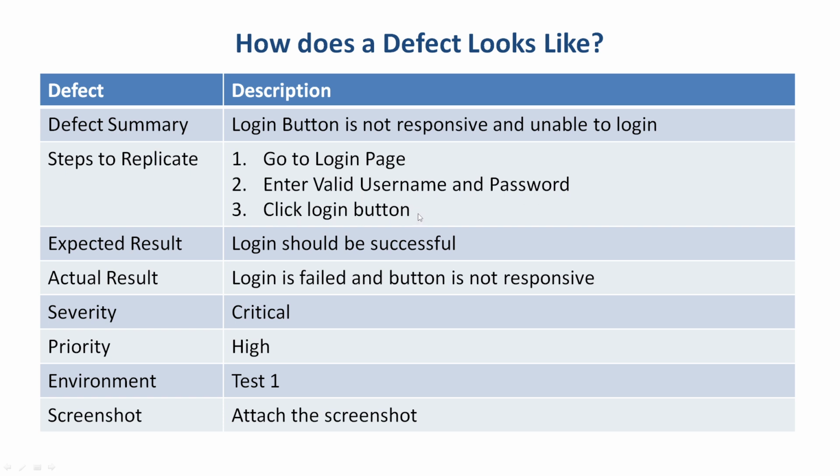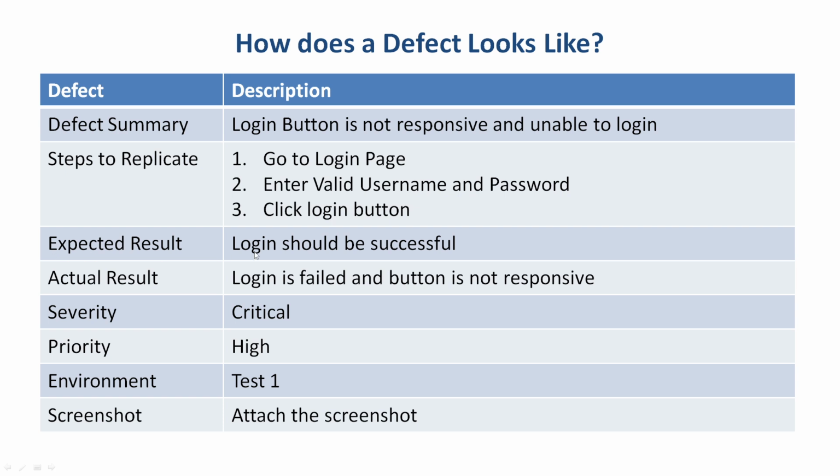In this scenario it is very simple, just 3 steps, but for a complicated scenario it will be like 7, 8, 10, 12 steps. You also have to put in all the details. Now, if there are any preconditions, you can put them under the precondition, or you can put them in the steps to replicate as well.